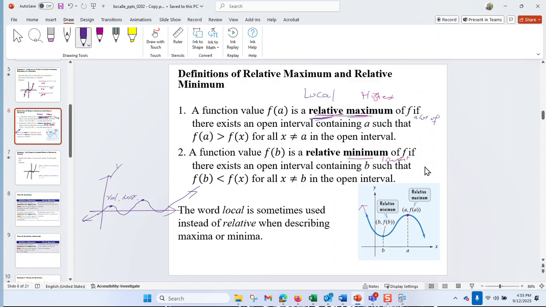Okay, so look at this one right here. This one is my lowest point on the left and right. This one is also a lower point compared to my immediate left and right. So this is called a relative minimum. Same thing, relative minimum can have more than one. Sometimes we also use the word local. Relative minimum means local. Alright, any questions?